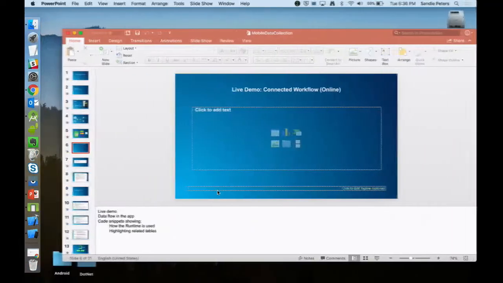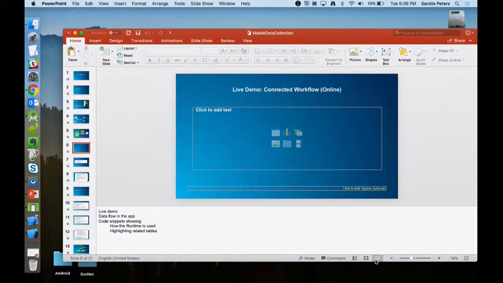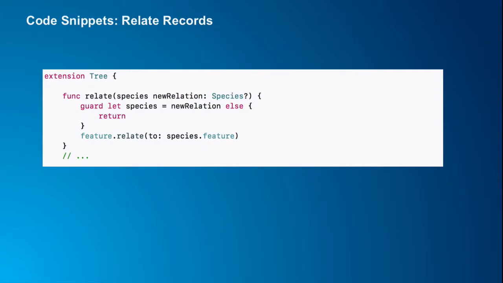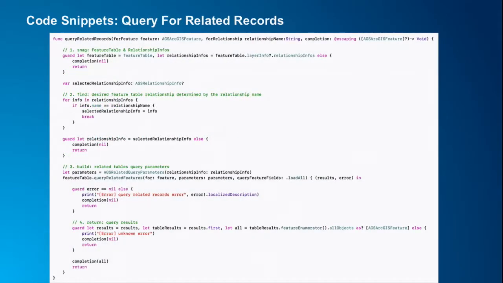So how does that look in code? In this application, we're leveraging the related records API. So in the event that I'm adding a new tree, you saw in that form that we are able to select a species, right? Well, relating one record to another is really as simple as this line of code that says feature relate to another feature. Okay, so we've related those features, we saved them to our service.